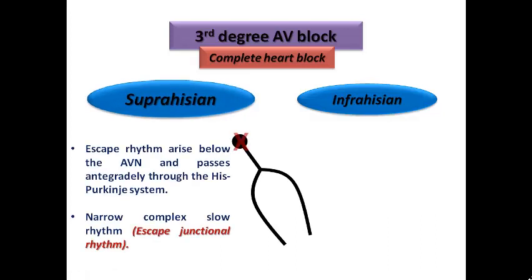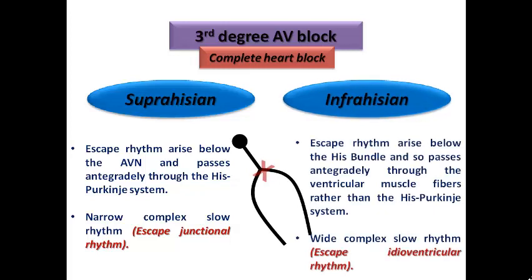In suprahisian AV block, the escape rhythm arises from just below the AV node and passes anterogradely through the His-Purkinje system, because the level of block is mostly above the His bundle, mostly in the AV node. And because the escape rhythm here passes through the His-Purkinje system, so it passes through the normal conductive pathway of the heart, so it shows a narrow complex and slow rhythm, so it is called escape junctional rhythm.